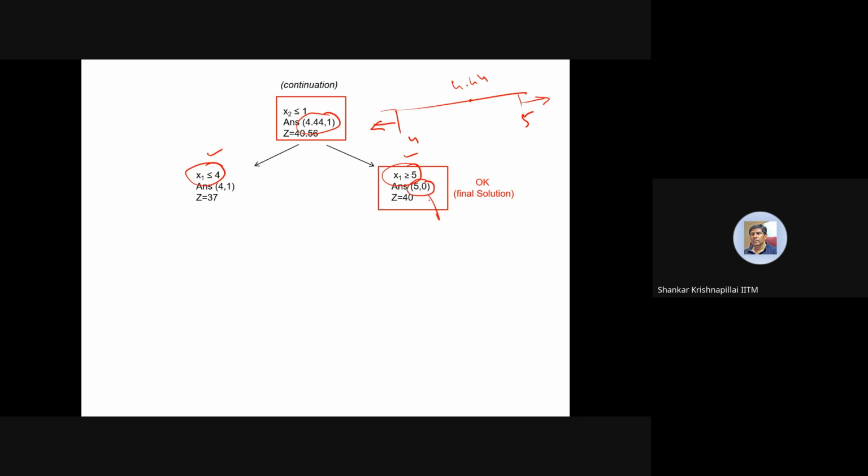Here we get the final solution because both are integers. And this z equal to 40 is more than z equal to 37. So when there is no further improvement, the solution will stop. So this is how you do the branch and bound method with the linear programming problem.